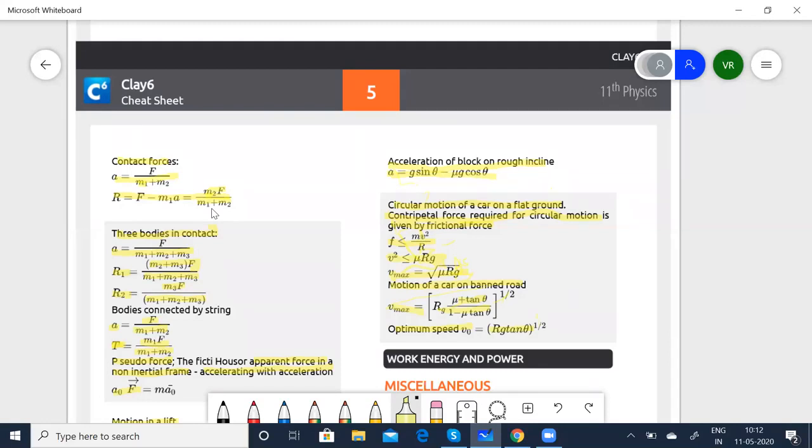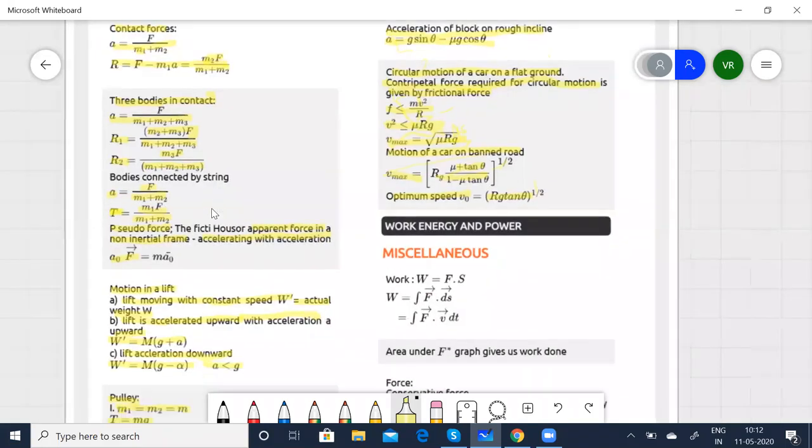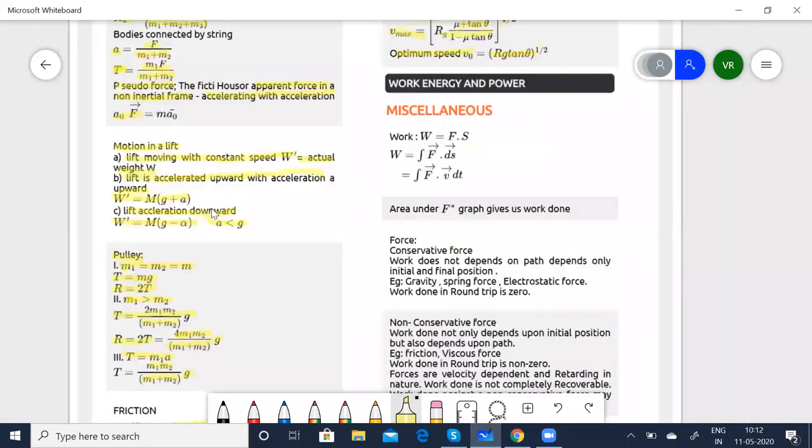Okay, anyways, we'll learn up to problems related to pulleys today. Tomorrow I'll be doing friction in detail.